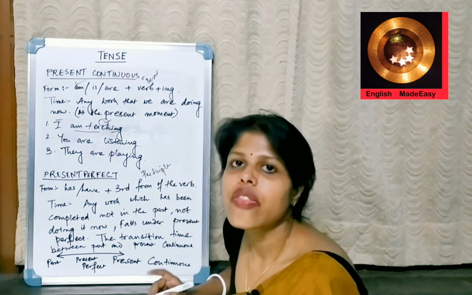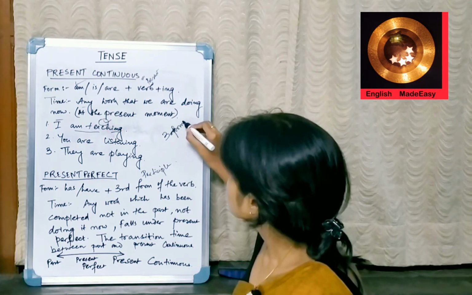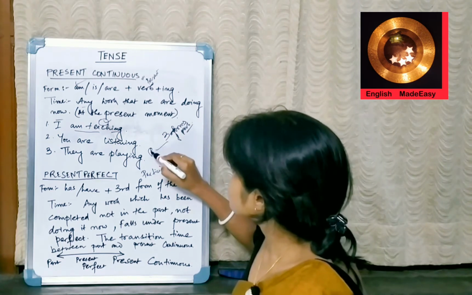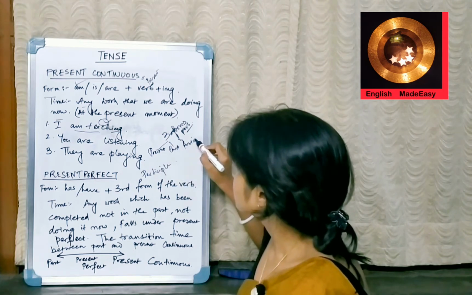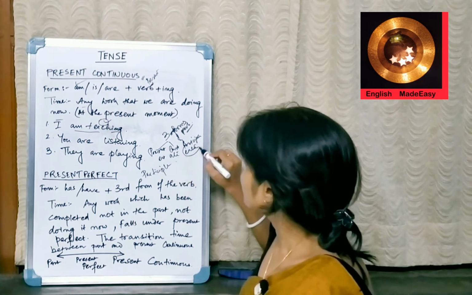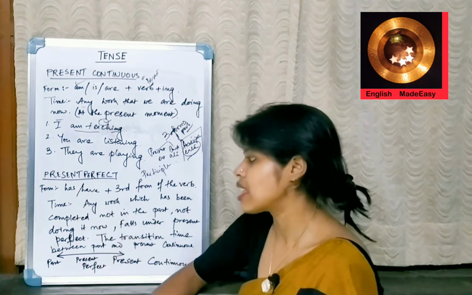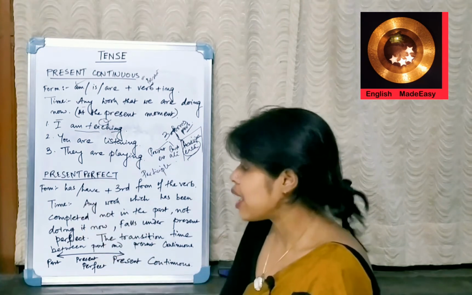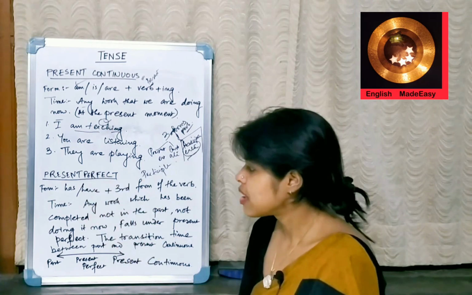Again, let me repeat. There are three forms of verb: present, past and participle. Like eat, ate, eaten. So we have to take the participle form of the verb in present perfect tense. The most important part is the time. What is the time where we use the present perfect tense?